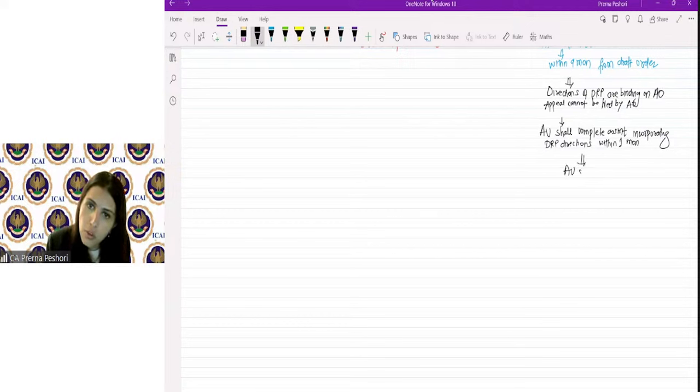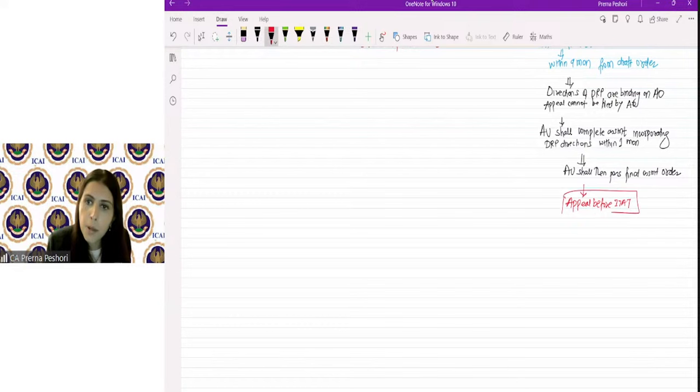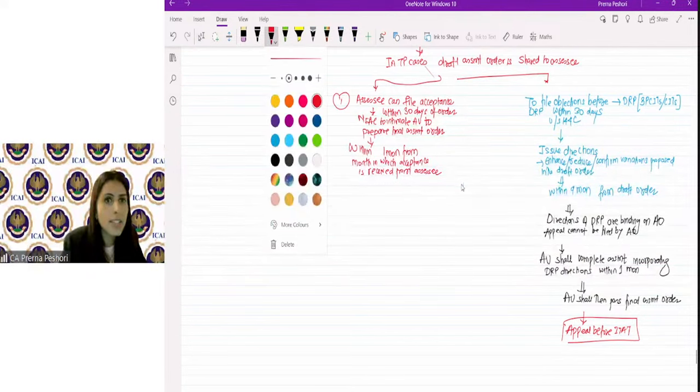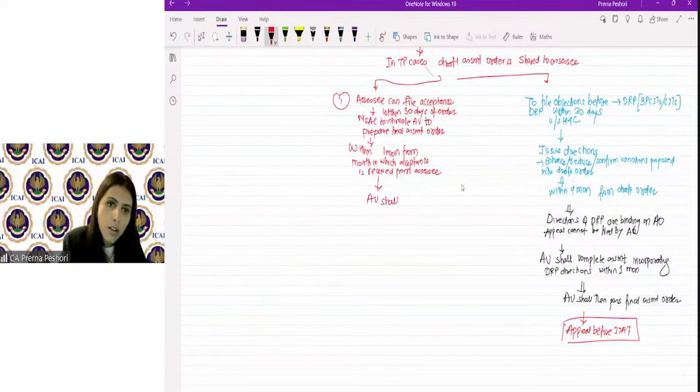And AO shall then pass the final assessment order, which shall then be communicated to the assessee. Now again, this order can be appealed before ITAT. This cannot be appealed before CITA, this can be appealed before ITAT. Whereas in the other case, where the assessee has given the acceptance, within 1 month from the acceptance being received by the assessee, AO shall prepare the final assessment order. And against this order, CIT appeals can be filed.